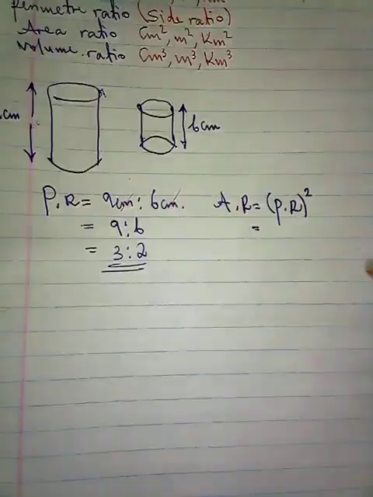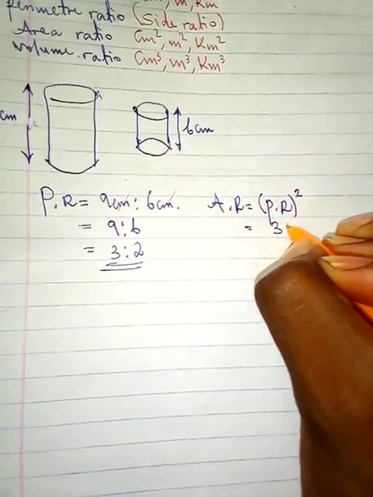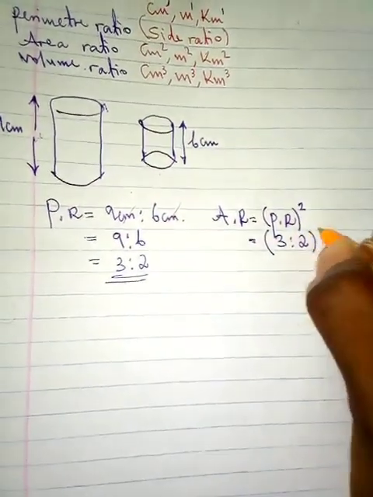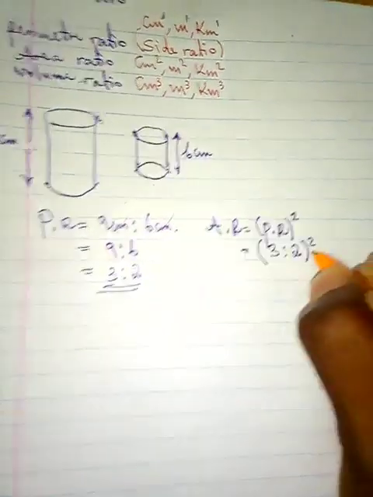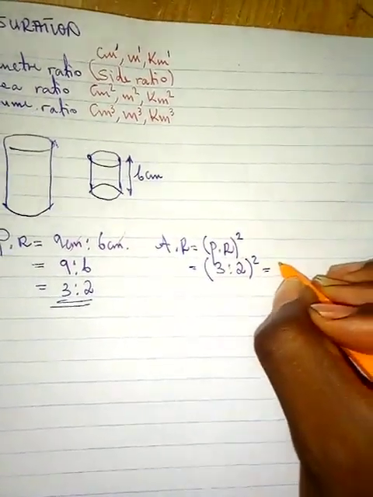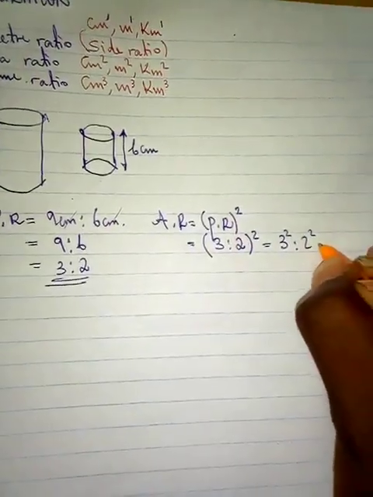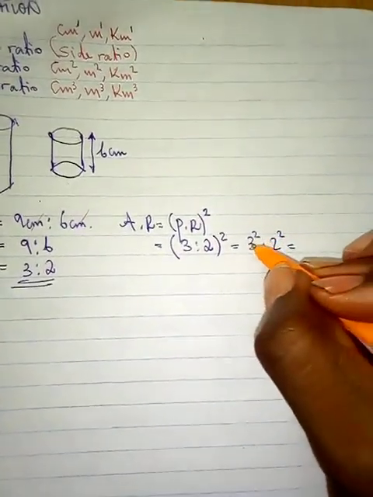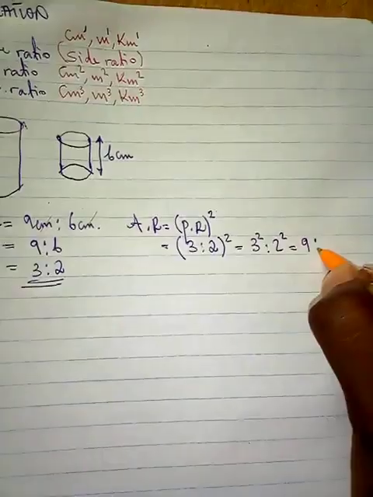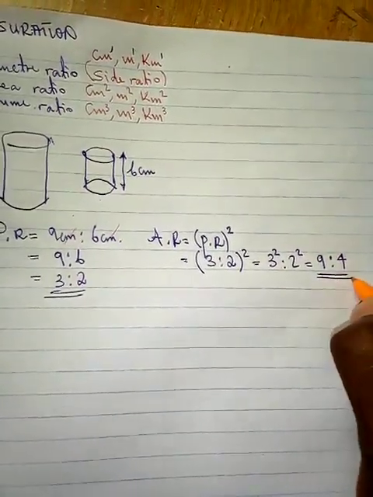So how is this going to be done? Your perimeter ratio had been determined to be 3 to 2, squared. The power 2 can be distributed to each of these values, so you have 3 squared to 2 squared. 3 squared is 9, and 2 squared is 4. And that's it. That's your area ratio.